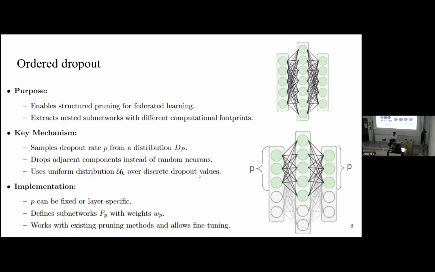Now, if we want to go into a bit more detail, this gives us two things. We would have a structured pruning of federated learning, not something random. So you have this pruning mechanism that would tell us which is the best submodel that we can have, which is the one with the most trained neurons, the most important ones. And then we would also extract these nested subnetworks inside one model.